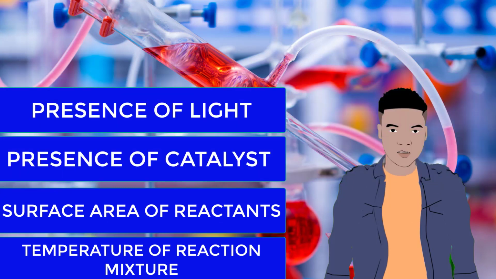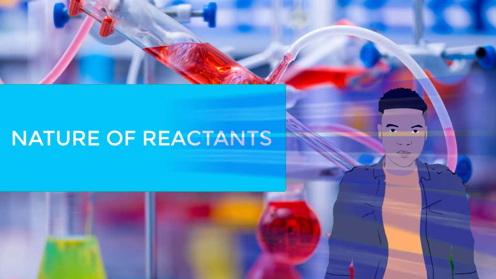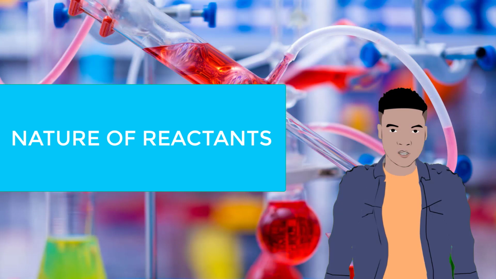To study the effect of any of these factors on rate of reaction, all other factors must be kept constant. Now let's look at effect of nature of reactants. If all other factors are kept constant, different substances will have different rate of reaction with dilute HCl.